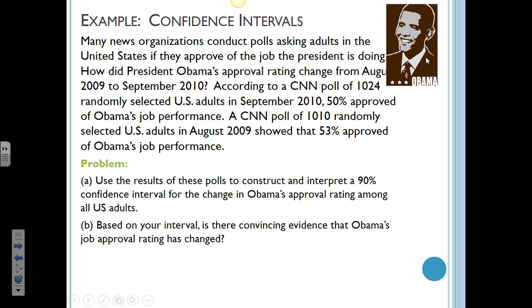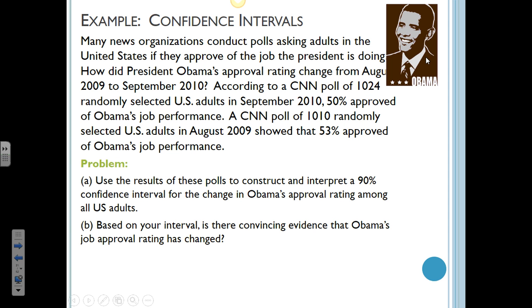They're different times, right? One's in 2009, the other's in 2010. So they're from separate years. What we're interested in looking at is using these results of the polls to construct and interpret a 90% confidence interval for the change in Obama's approval rating amongst all U.S. adults. So what was the change, aka the difference in this?